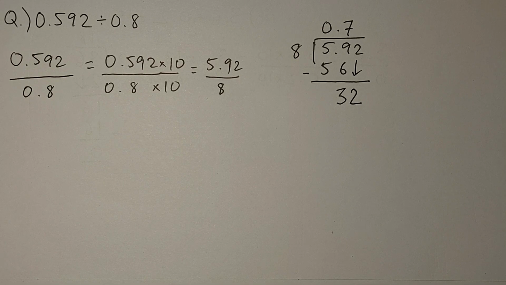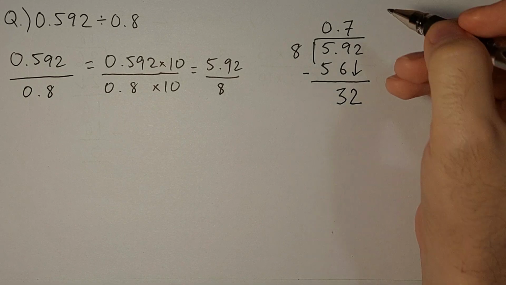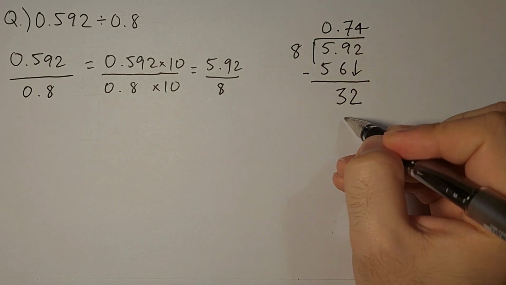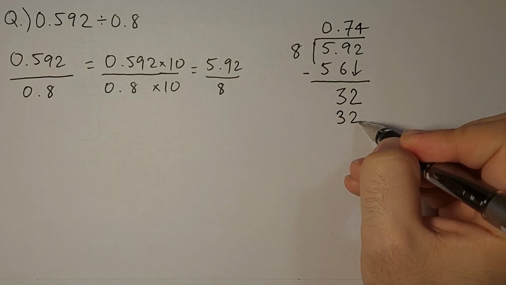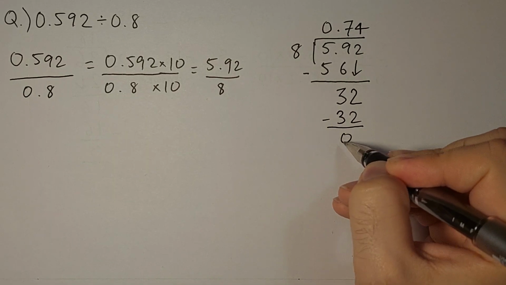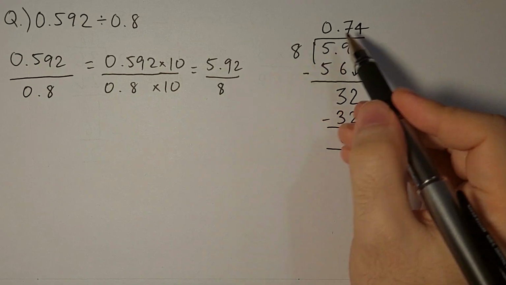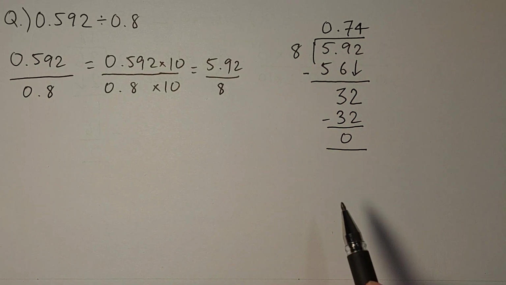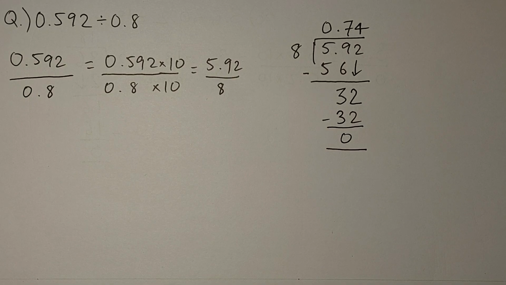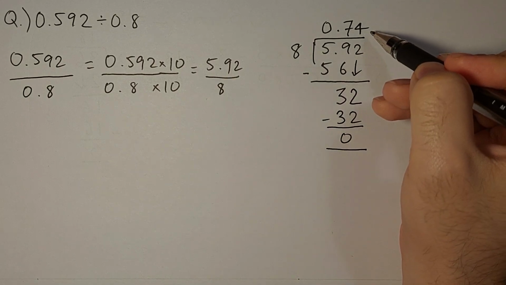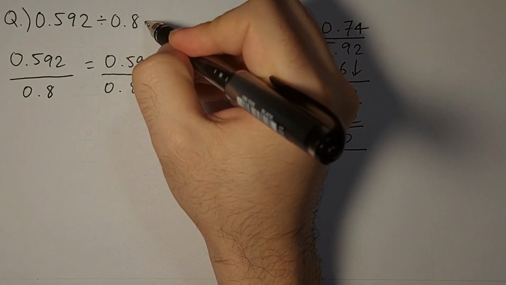Is there a number we can multiply by 8 to get 32? Yes. We can multiply 8 by 4 to get 32. We subtract and we get 0. Now that we have gotten 0, the question is complete and the answer is 0.74.